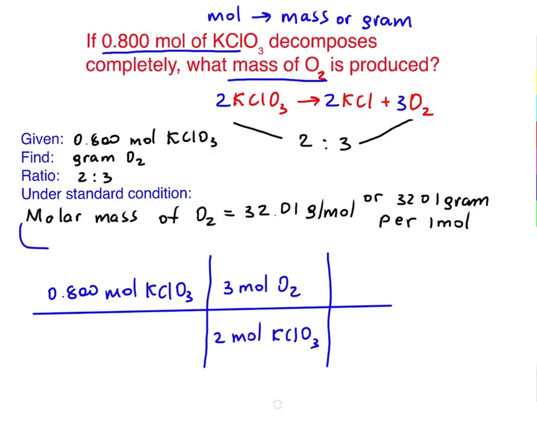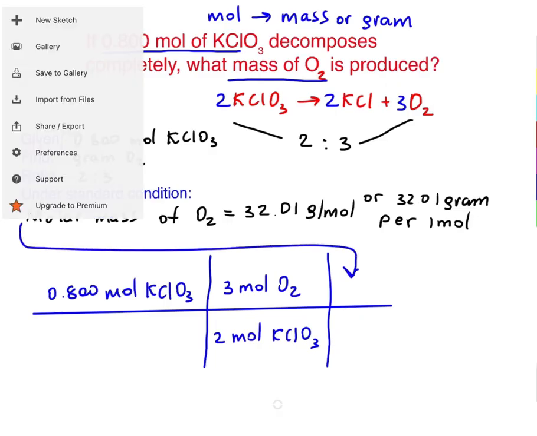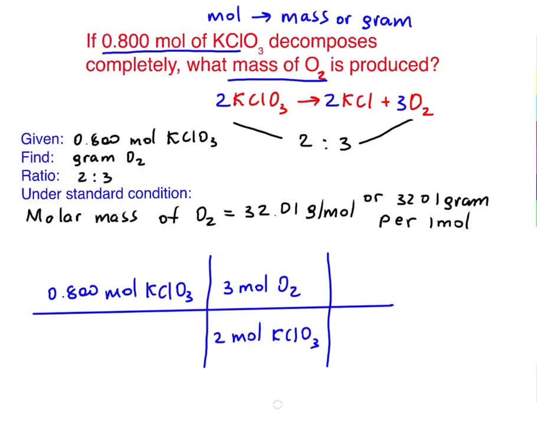And then the last you can write the molar mass, which is 32 gram or 32.01 gram per 1 mole of oxygen. So this is the molar mass of oxygen under standard condition. You're not asking the molar mass of KClO3. That's going to be a little different, but we don't need that because we already have the mole of KClO3. And here, make sure you write that in the right order, because the O2, the oxygen and oxygen should cancel out. That's why you write 32 on the top and 1 on the bottom.